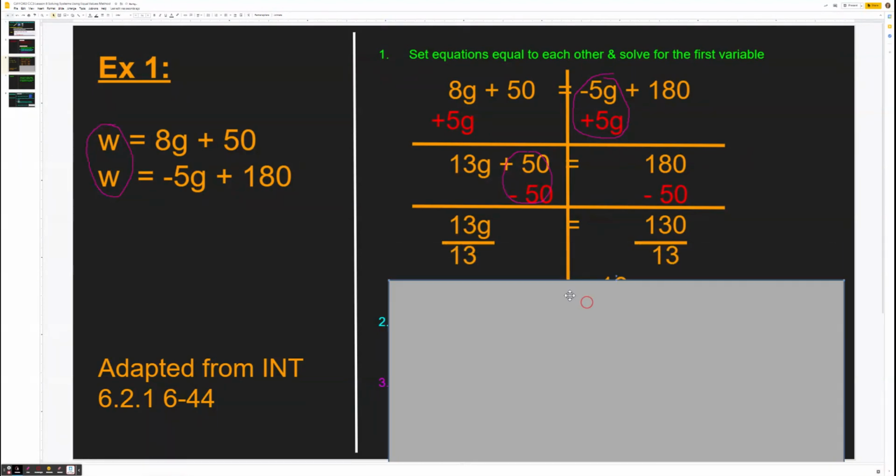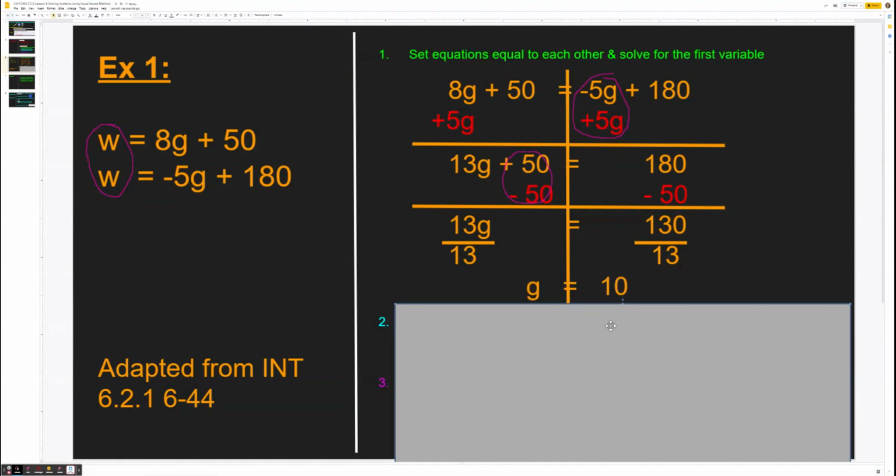Yep, you got it. Because we need to get that variable to be plain and by itself, you're going to divide by whatever number is next to that variable. That makes a giant 1, and it leaves us with g equals 10.